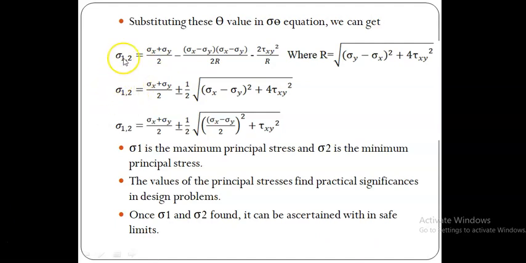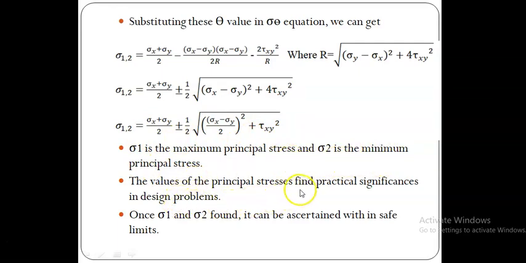Now let us find the principal stresses, once the theta value is determined. Therefore substitute that theta in the sigma theta equation, and we obtain this kind of equation. Finally we have sigma 1 or sigma 2, that is the maximum principal stress and the minimum principal stress, equal to sigma x plus sigma y by 2 plus or minus the square root of sigma x minus sigma y by 2 whole square plus tau xy square. Sigma 1 is the maximum principal stress and sigma 2 is the minimum principal stress.